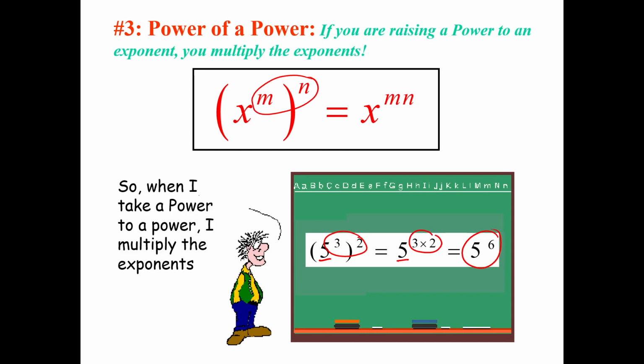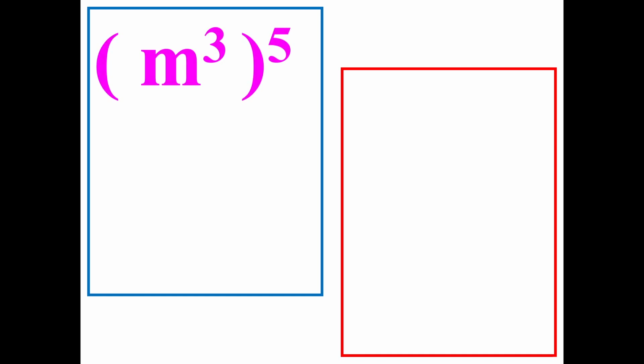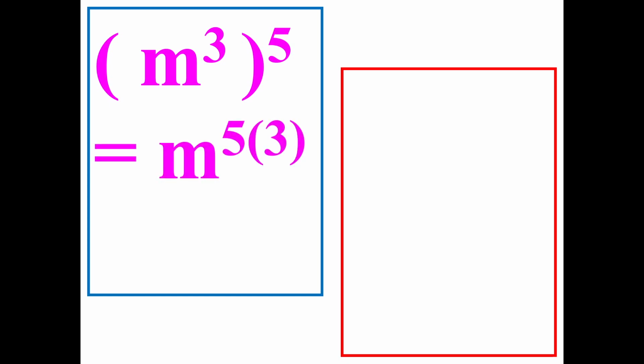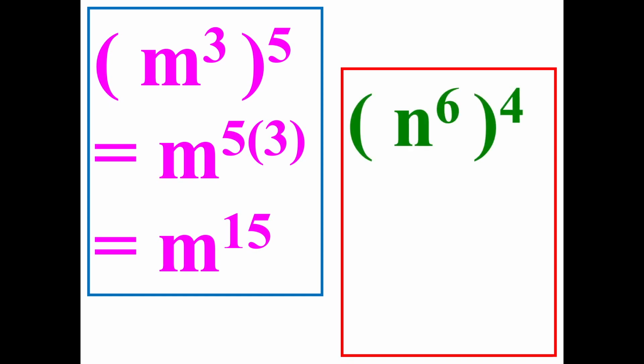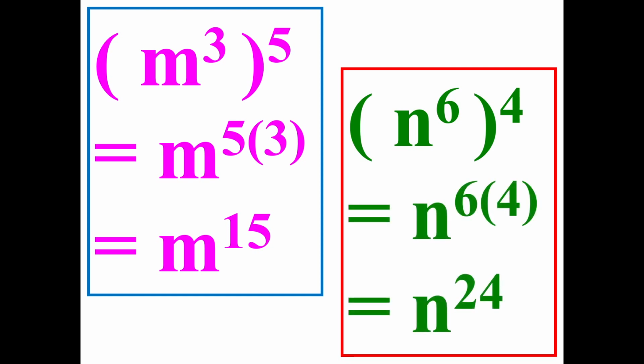Okay, let's have examples now. Who can give me the answer for this? M raised to 15. Very good. I-multiply ra jud na nako si 5 ug 3, I'll get 15. What about this one? N raised to 24. Very good. 6 times 4, that will give me 24. Any questions to power of a power?